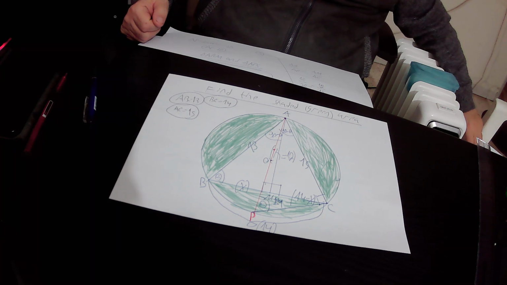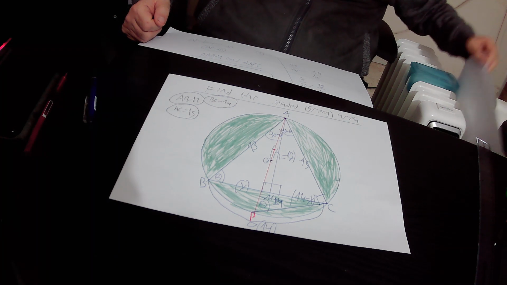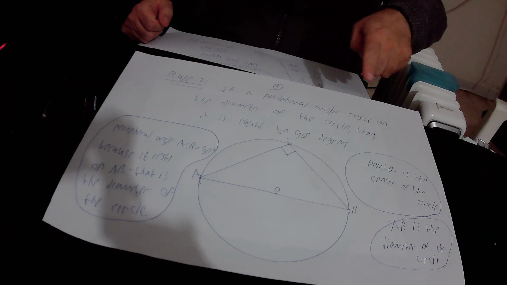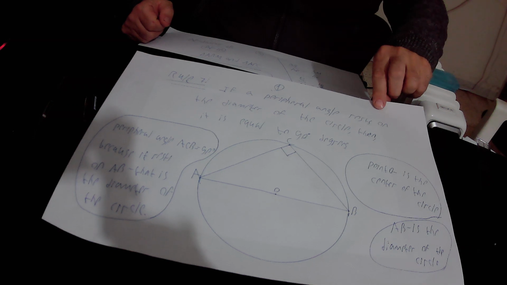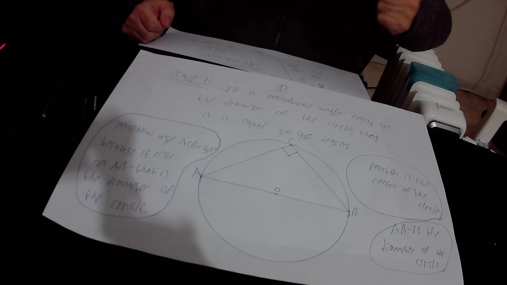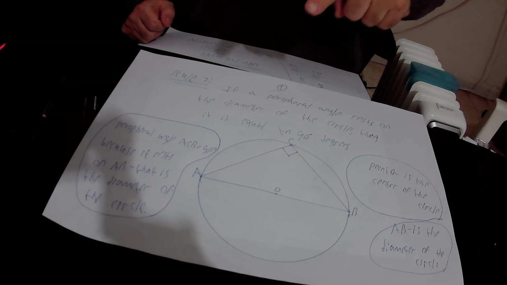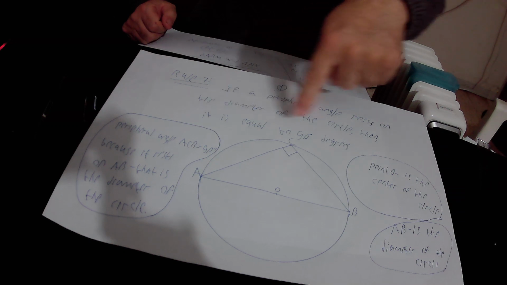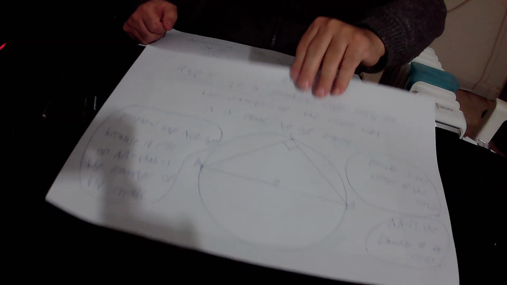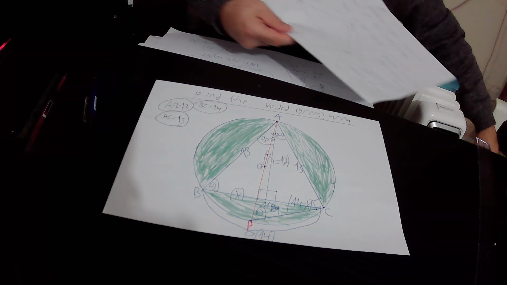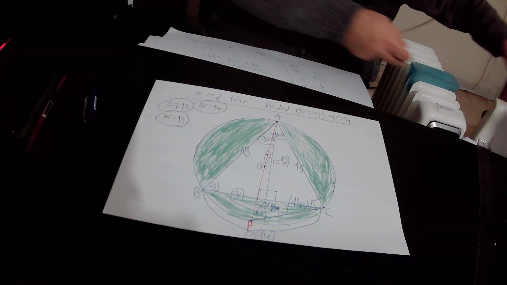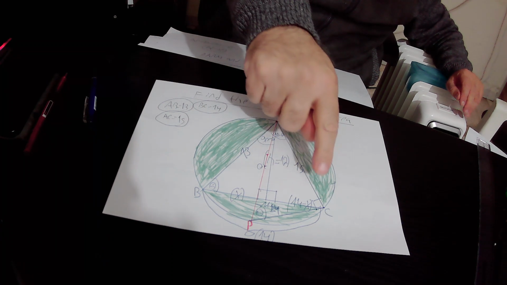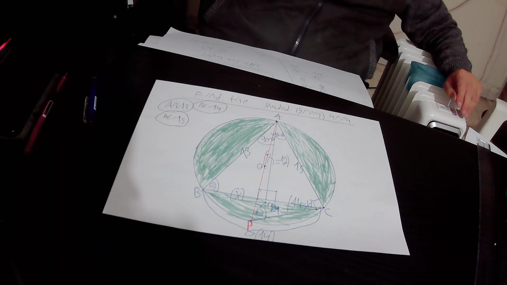Repeat again. We have here rule number 7: if a peripheral angle rests on the diameter of the circle, it must be equal to 90 degrees. Here, peripheral angle ACB rests on AB, that is the diameter of the circle, therefore peripheral angle ACB equals 90 degrees. We implemented rule number 7 in our drawing. In our drawing, peripheral angle ACP rests on AP, that is the diameter of the circle, therefore this peripheral angle ACP must be equal to 90 degrees.